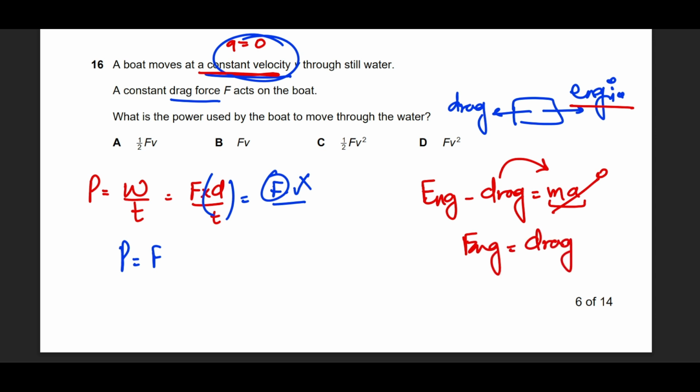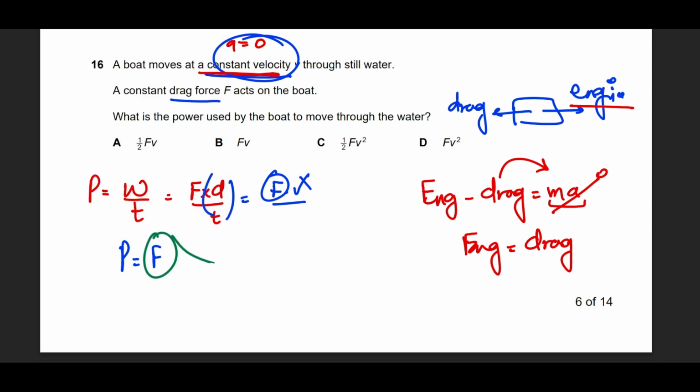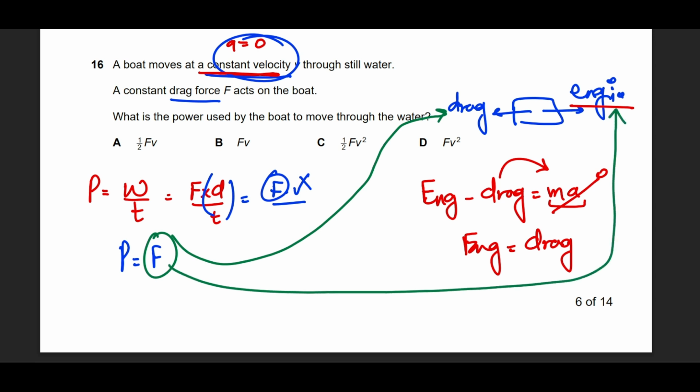So it does not matter if you look at the force component, or if you look at F from the perspective of the drag, or from the perspective of the engine, they are both equal. Only then it is moving at a constant velocity, right? So we land at this equation, which is F into V, which is option B. And those who have memorized this formula would immediately realize that this is a very straightforward question. It is a time saver.